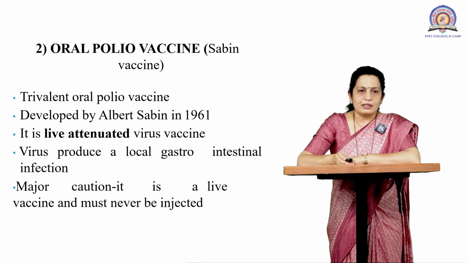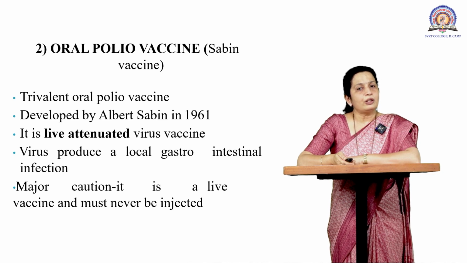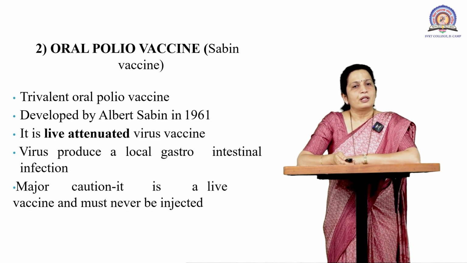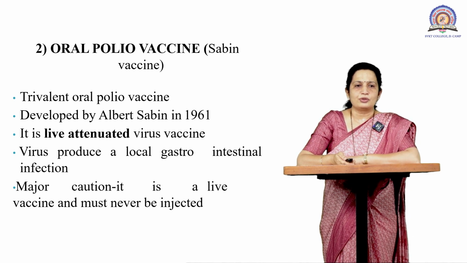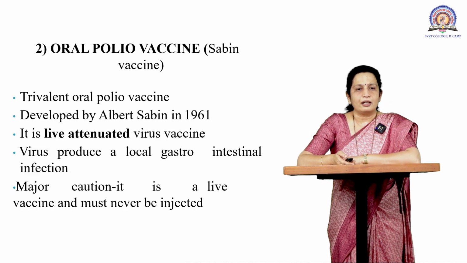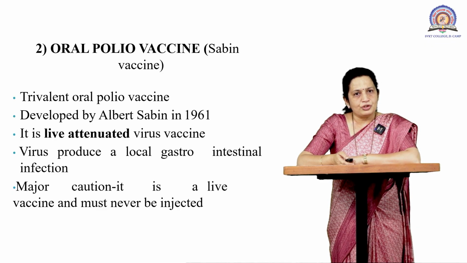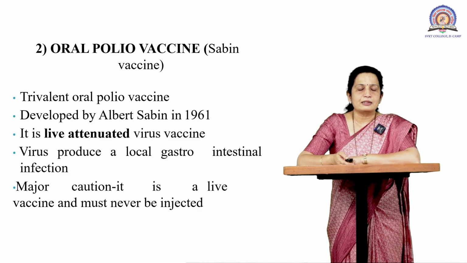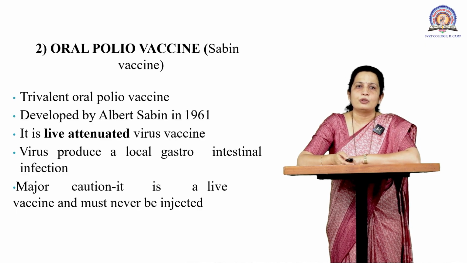It is a live vaccine, therefore one should not inject this, because in injection a killed vaccine is used, and oral vaccines are attenuated vaccines, they should not be injected. So, Salk vaccine is given in the form of injection, and Sabin vaccine is given in the form of oral drops.